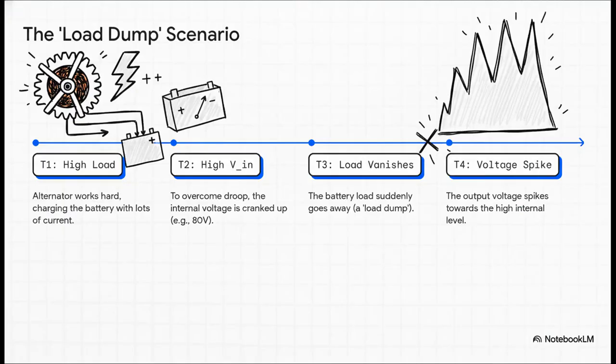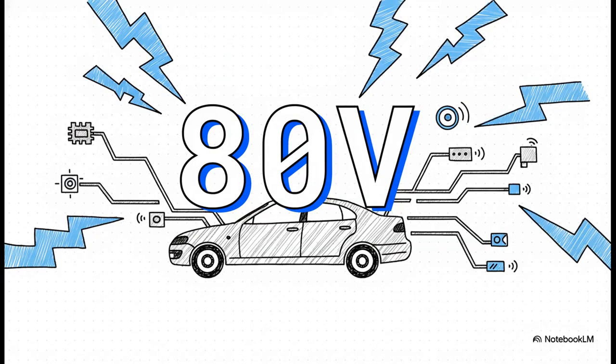Think about it. A car's alternator is just packed with coils, which means it has a ton of that internal inductance. So to fight against that huge voltage droop and still charge your 14-volt battery, that alternator might have to generate a whopping 80 volts internally. Now imagine the battery cable gets disconnected for a split second. That's a load dump. Suddenly the heavy load is gone, the droop vanishes, and that massive 80 volts has nowhere to go. And this is the punchline. This is the real-world cost.